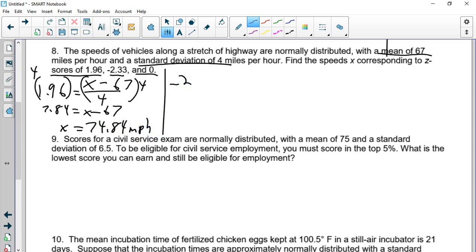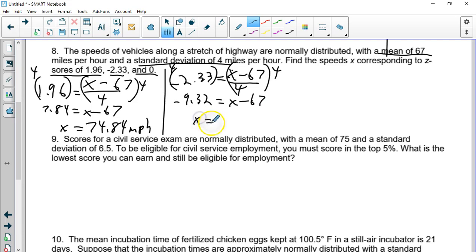Let's do it again. This time my z-score is negative 2.33 equals my unknown minus my mean divided by my standard deviation. First step, again, multiply by 4. That is going to give me negative 9.32 equals x minus 67. I'm going to add 67 to both sides, and I get 57.68 miles per hour.